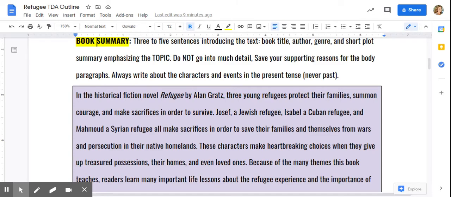Joseph, a Jewish refugee, Isabel, a Cuban refugee, and Mahmoud, a Syrian refugee, all make sacrifices in order to save their families and themselves from wars and persecution in their native homelands. So I just barely introduced the characters. I didn't go into any detail, okay? And here's a little bit more summary.